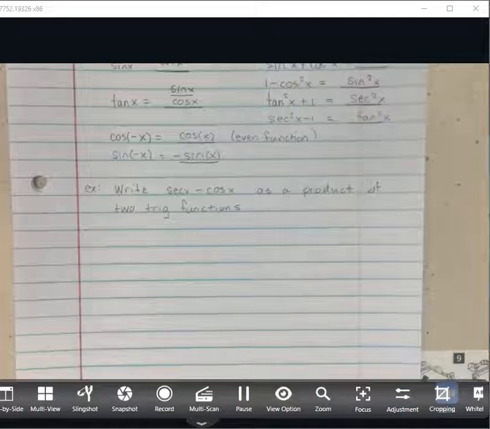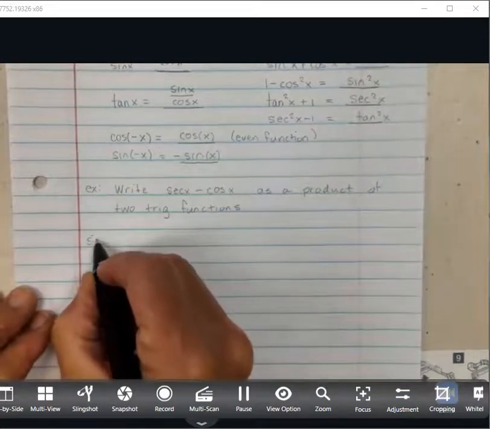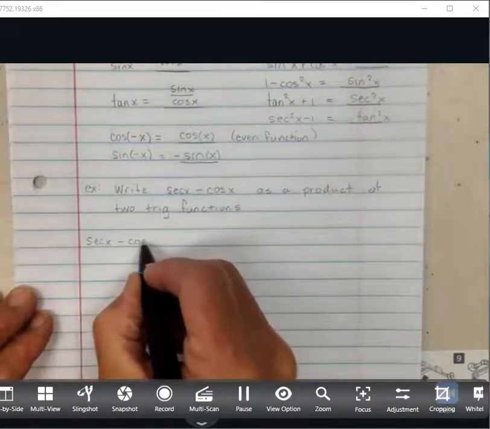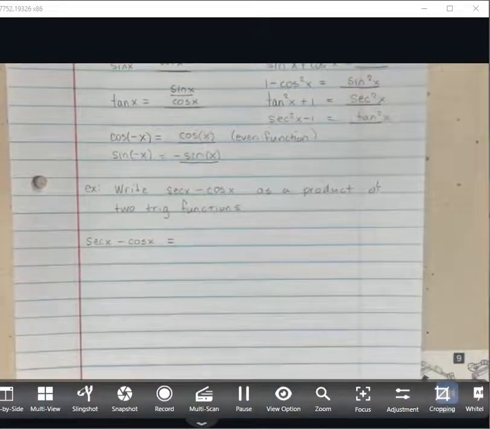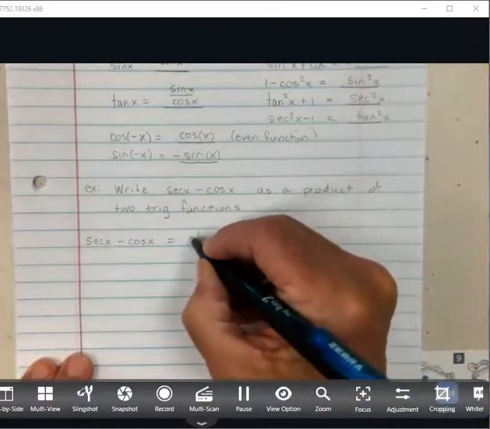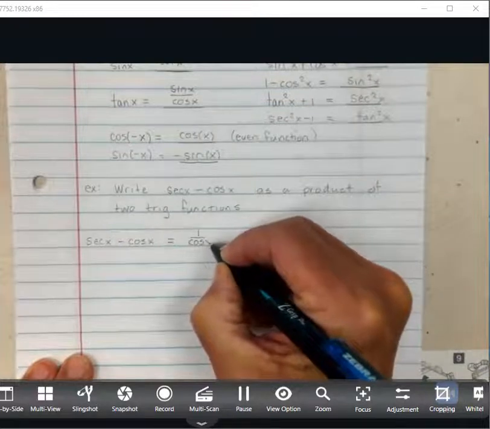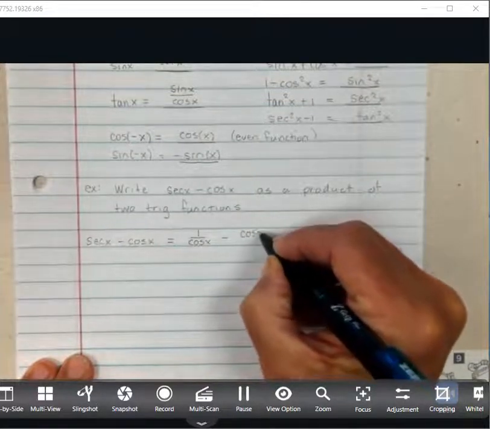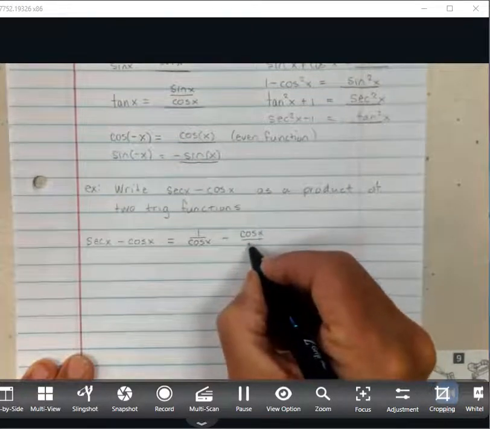So let's start with that difference, and let's write everything in terms of sines and cosines. So let's start with this, secant of x minus the cosine of x, and let's replace the secant of x with its equivalent expression in terms of sines or cosines. What is the secant of x equal to? 1 over cosine. So I can say now I have 1 over the cosine of x minus the cosine of x. And I'm going to go ahead and do the subtraction.